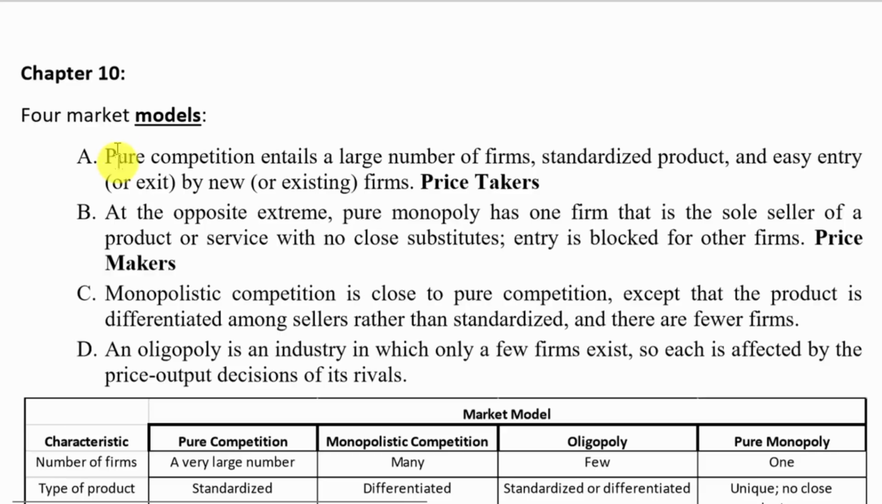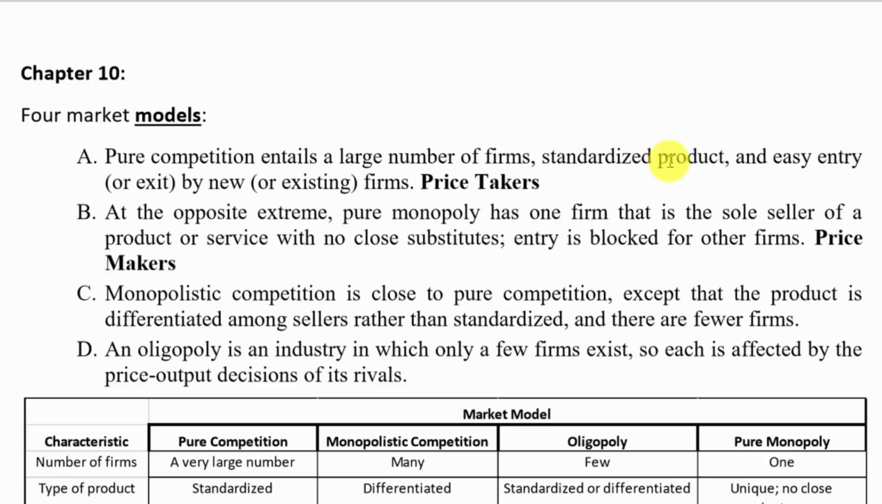So pure competition, we're trying to come up with a simple way of describing what a market would look like if it was just dog-eat-dog competition where firms were all selling exactly the same thing. So there are a lot of different firms. They're all selling the same thing. That's what we mean by a standardized or homogeneous product, is sometimes how this is described.